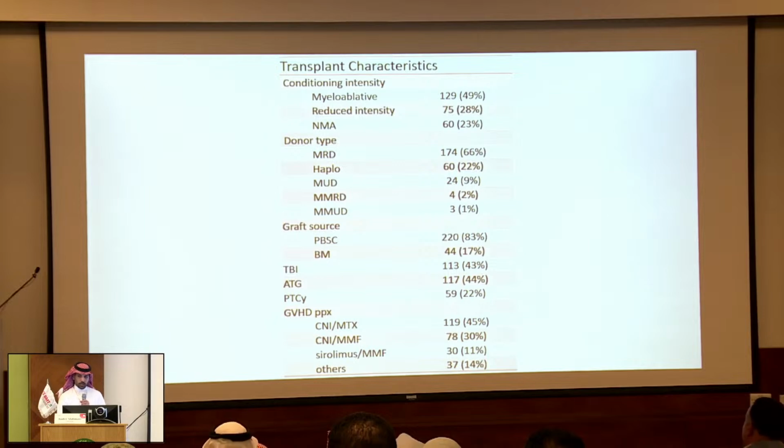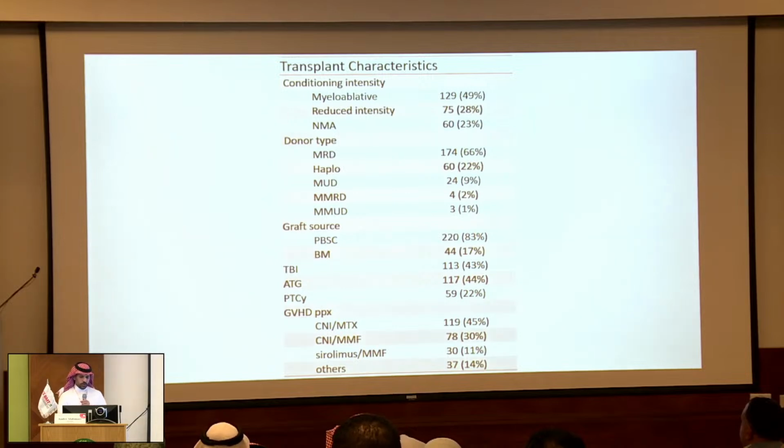We've used TBI in 43% of patients, and we've used ATG in 44% of patients. Primarily the ATG, we use it in the MUD setting as well as in the hemoglobinopathy setting. BTSI is used in 22% of patients, and this is primarily for haplotransplant. We are slowly adapting the use of BTSI in matched sibling and in MUD settings, but we're not there yet.